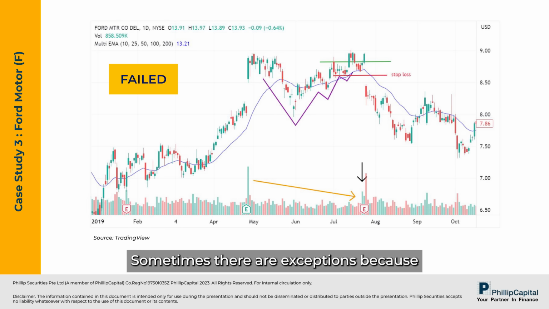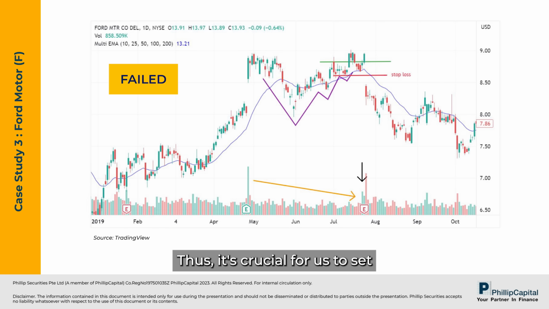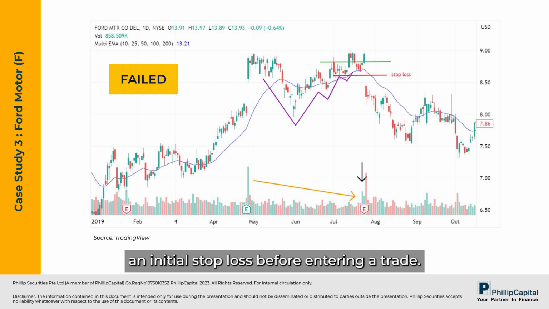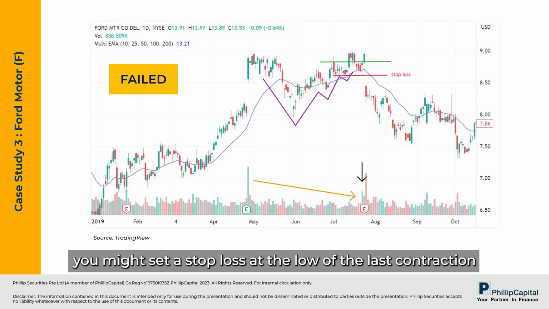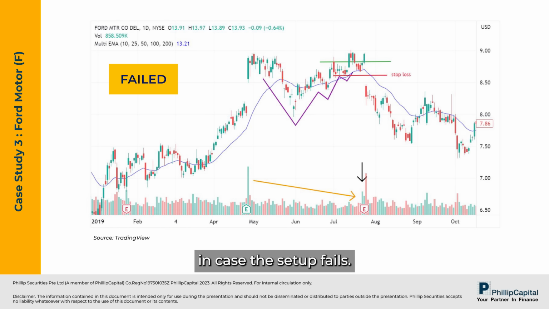Sometimes, there are exceptions because many factors could cause a stock price to drop. Thus, it is crucial for us to set an initial stop loss before entering a trade. In the case of Ford Motor, if you were buying at the pivot point on the last contraction, you might set a stop loss at the low of the last contraction in case the setup fails.